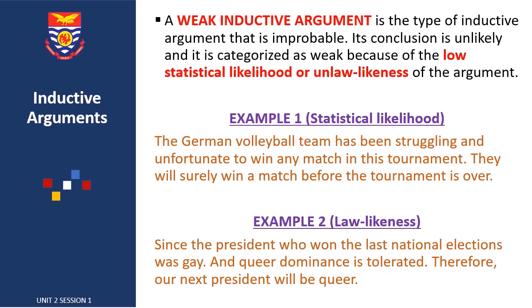Let's look at weak inductive arguments. With these ones, the statistical likelihood is actually low, right? So let's look at arguments from statistical likelihood. The German volleyball team has been struggling and unfortunate not to win any match in this tournament. Therefore, they will surely win a match before the tournament is over. Then we have the other one, about low likelihood. Since the president who won the last national elections was gay and queer dominance is tolerated, therefore our next president will be queer.